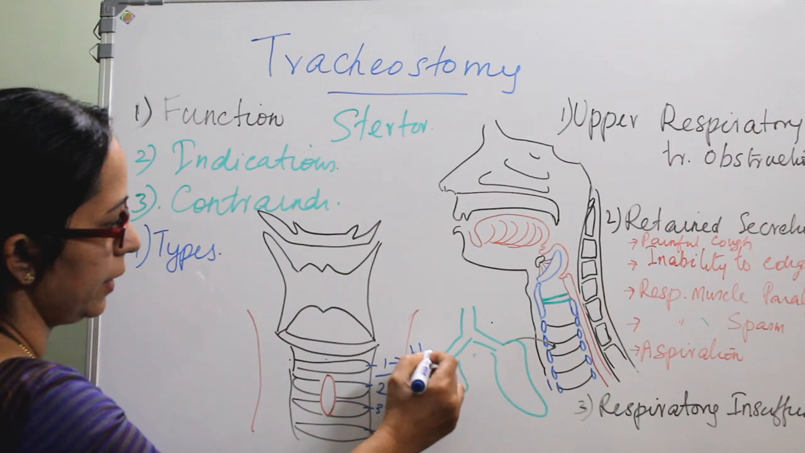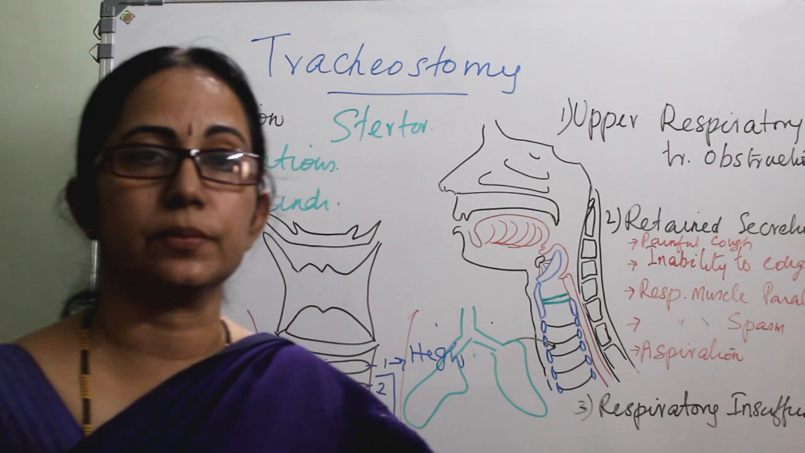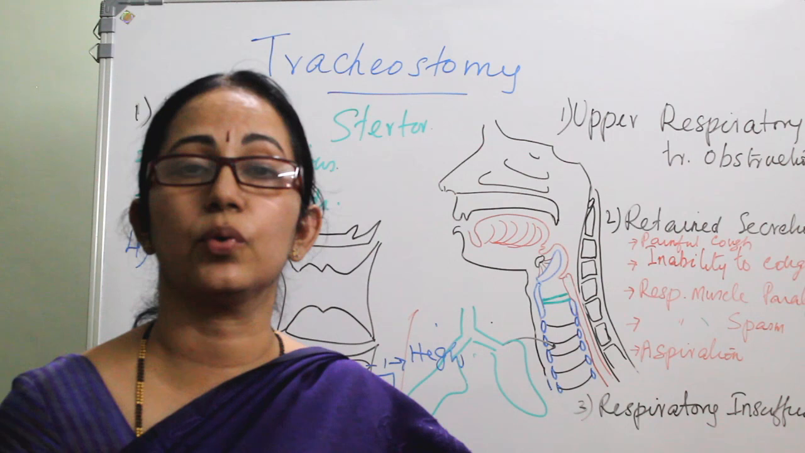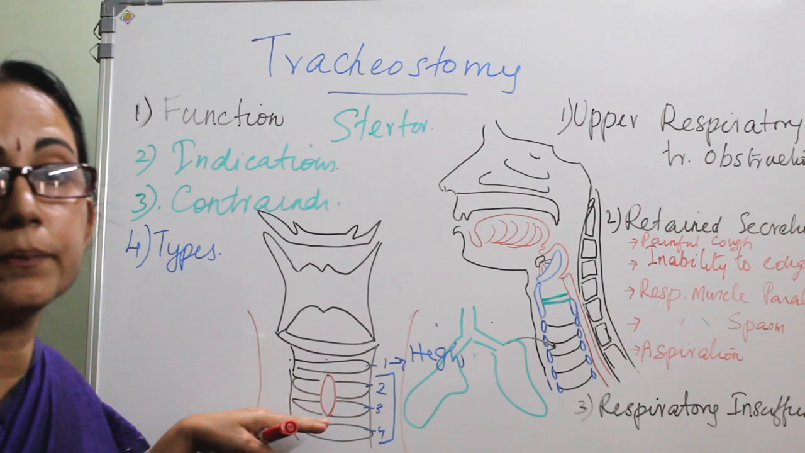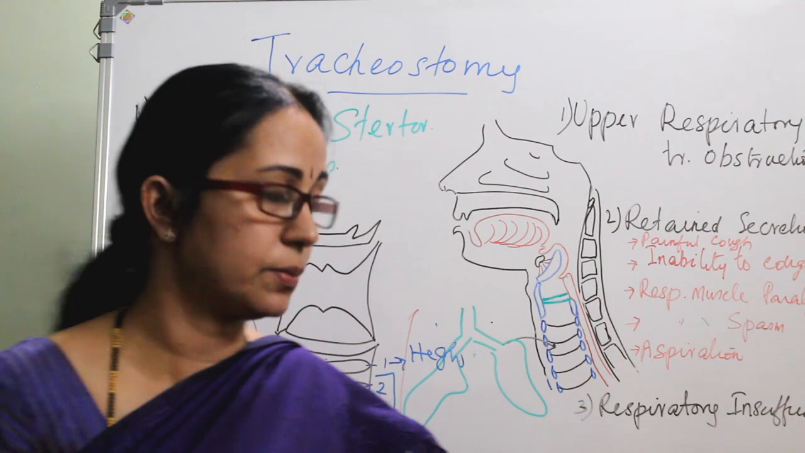There is only one indication for a high tracheostomy, and that is in malignancy or carcinoma larynx, for which we are planning a total laryngectomy later. In that case, we can do a high tracheostomy, because at the time of laryngectomy, we have to make a permanent stoma lower down. So that is one indication for a high tracheostomy, and that is CA larynx.